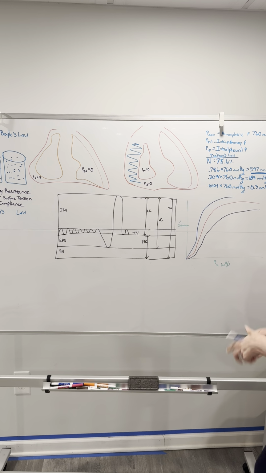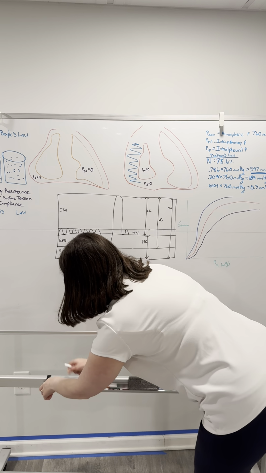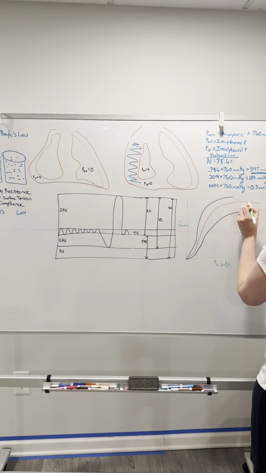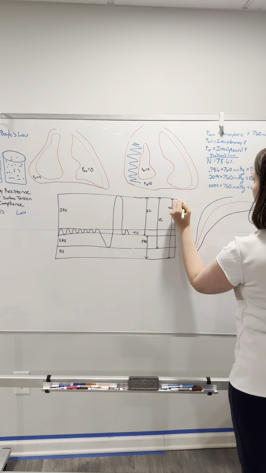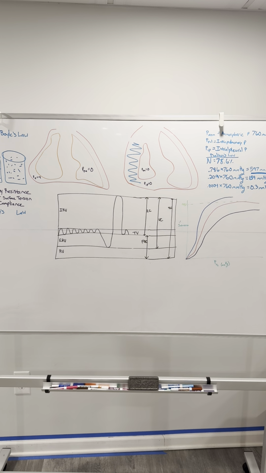Let's use this color here. This is different from all of those. So right here, this is 98% saturated, okay? Which makes sense. We want our hemoglobin carrying as much oxygen as possible, and it only really gets up to around 98%.